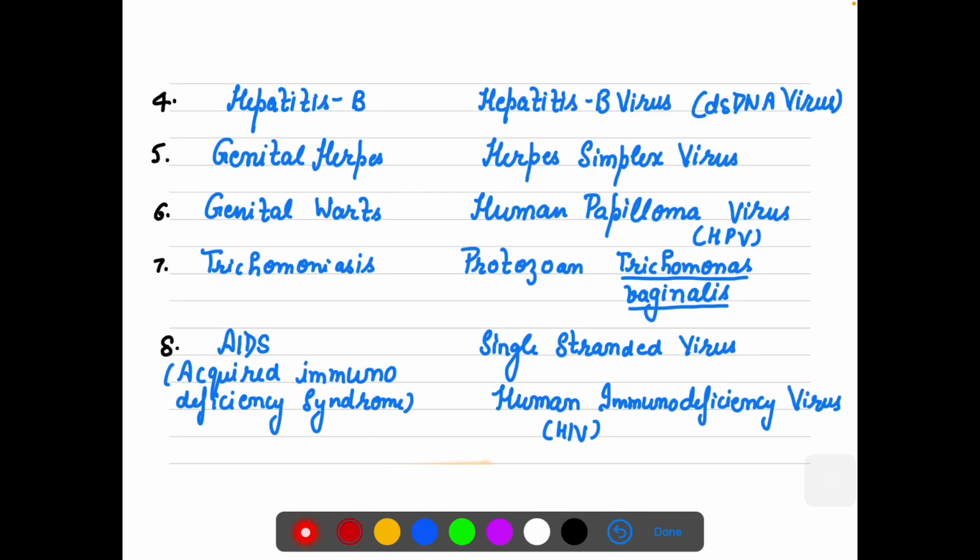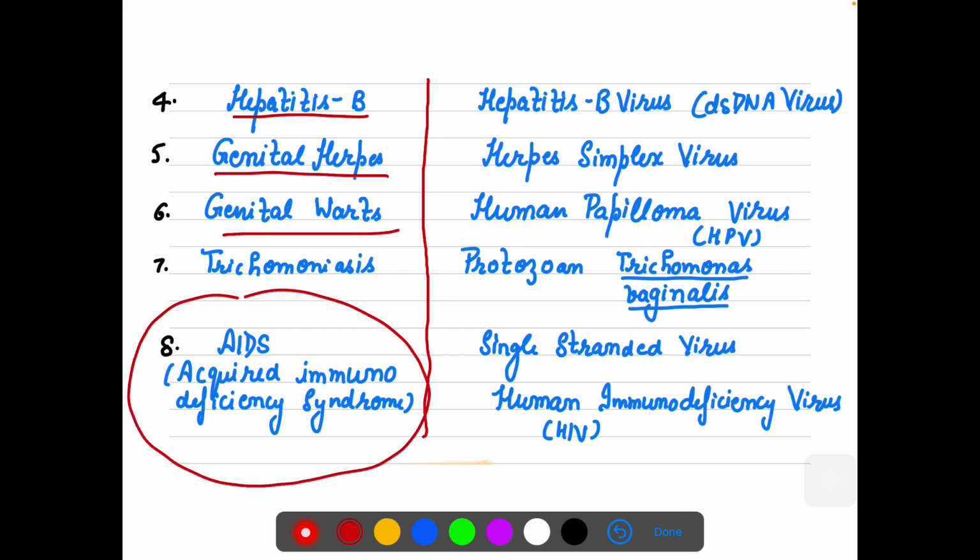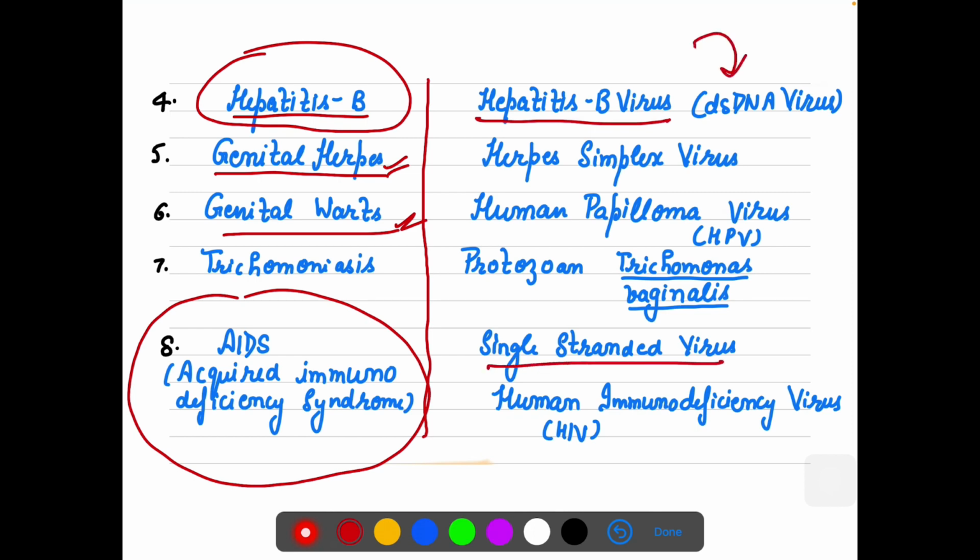Now there is another group which is because of the virus, right? Hepatitis B, genital herpes, genital warts and AIDS, राइट. हेपेटाइटिस बी और एड्स आपने बहुत बार सुना है. जेनिटल हर्पिस एंड वॉट्स, दे आर ऑल्सो सेक्शुअल ट्रांसमिटेड डिजीजेज विच आर कॉज्ड बाय virus. Hepatitis B is very easy. That is the hepatitis B virus only. It is a double stranded DNA virus. AIDS is caused by a single stranded virus, the human immunodeficiency virus, जो कि आपका HIV है.